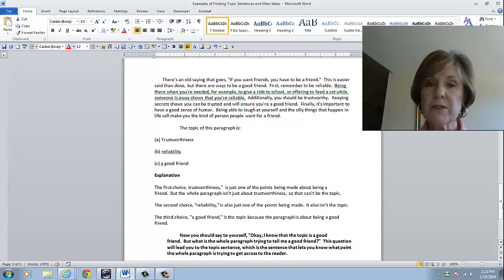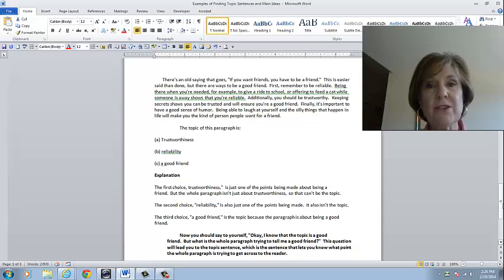Additionally, you should be trustworthy. Keeping secrets shows you can be trusted and will ensure you're a good friend. Finally, it's important to have a good sense of humor. Being able to laugh at yourself and the silly things that happen in life will make you the kind of person people want as a friend.